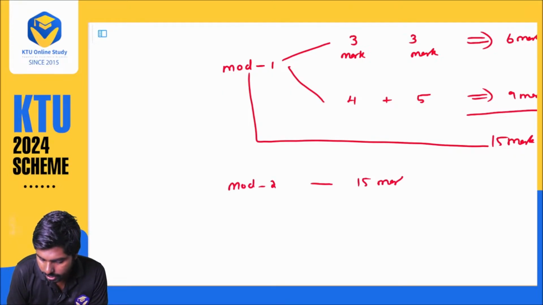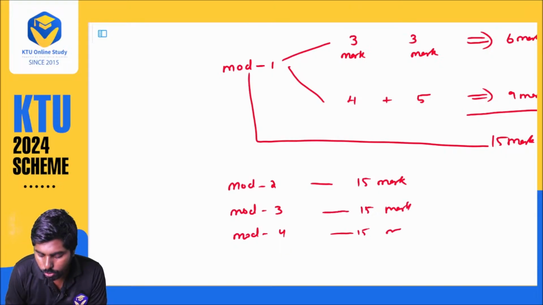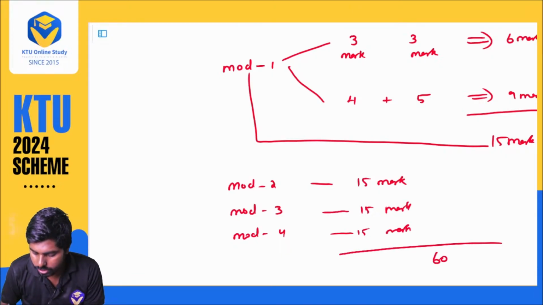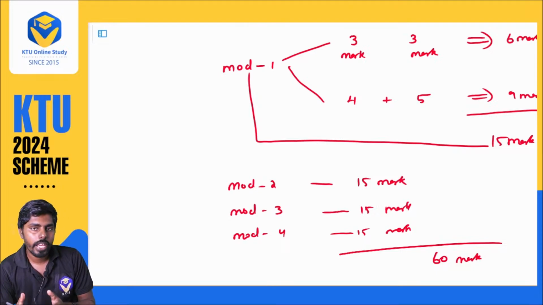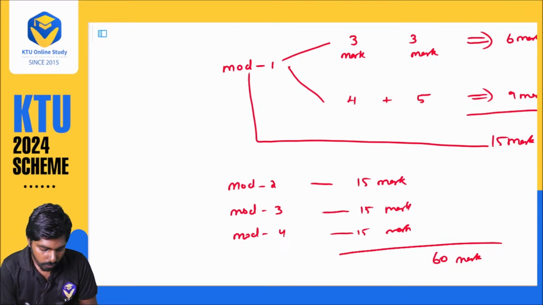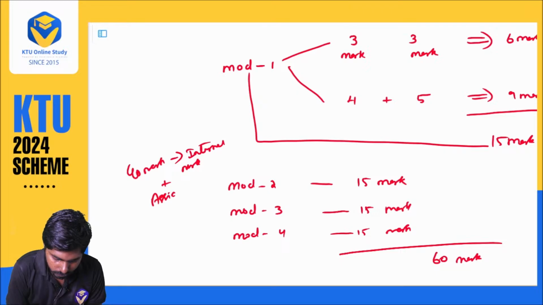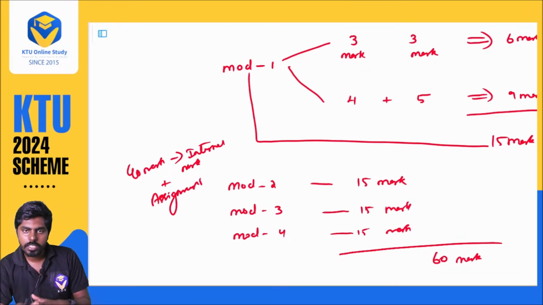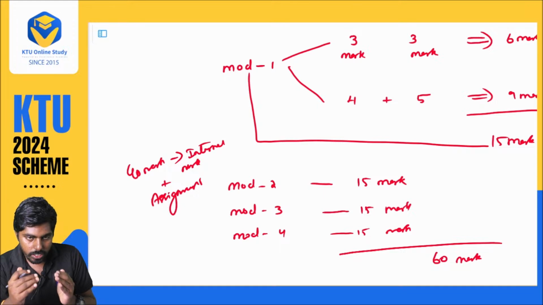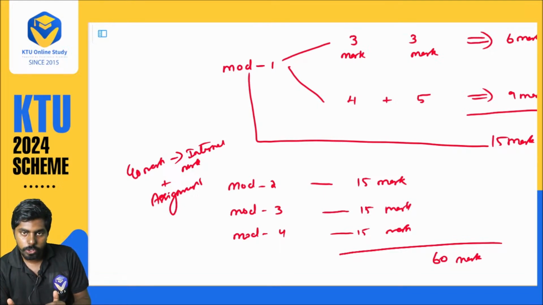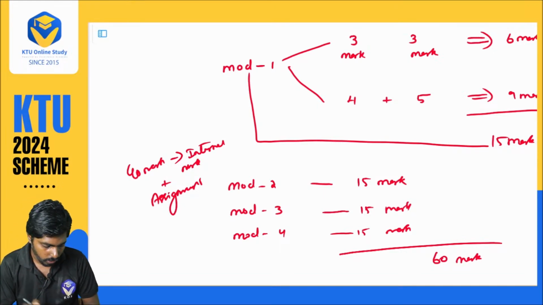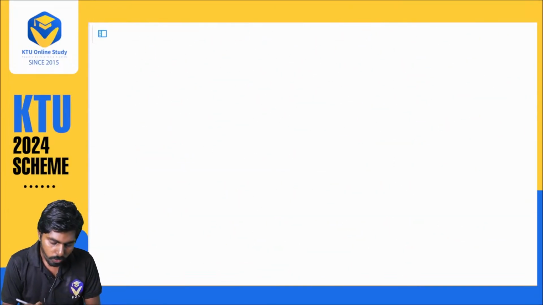So when you add up, the first module carries 15 marks, the second module also carries 15 marks, the third module 15 marks, and the fourth is also 15 marks. Totally you are going to write the exam for 60 marks. The other 40 marks are based on internal marks, assignment and attendance. So first module 15, second 15, third 15, and fourth 15, totally 60 marks.